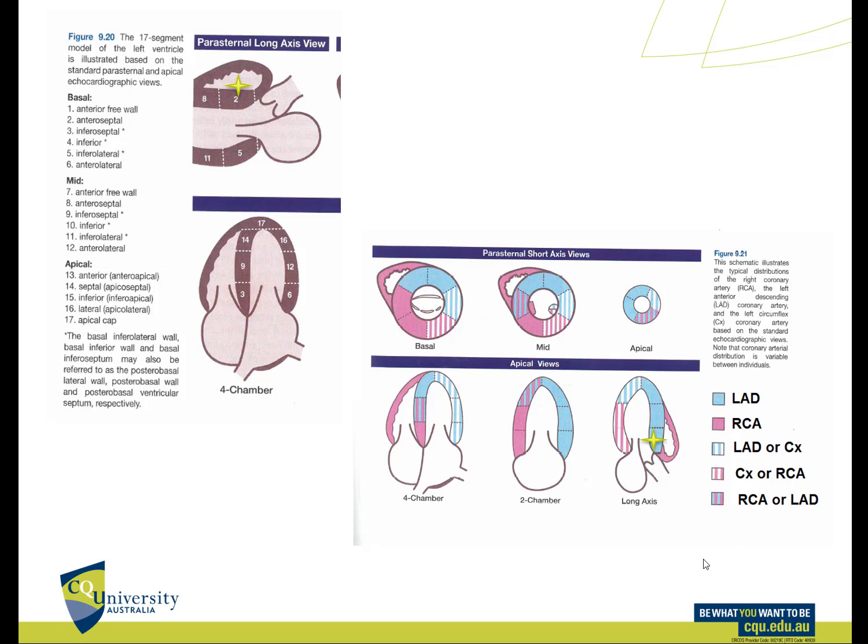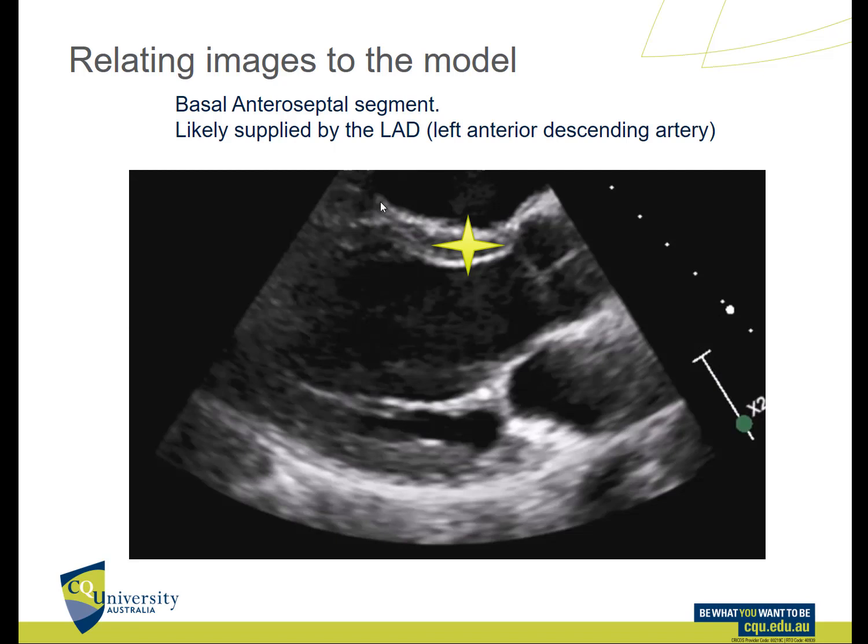And then looking at our coronary artery distribution chart, remembering that the parasternal long axis is the same as the apical three-chamber essentially. So we have this basal anteroseptal segment, and that relates to the left anterior descending artery. Here we go. So we could say that's the basal anteroseptal segment, and it's likely supplied by the LAD.